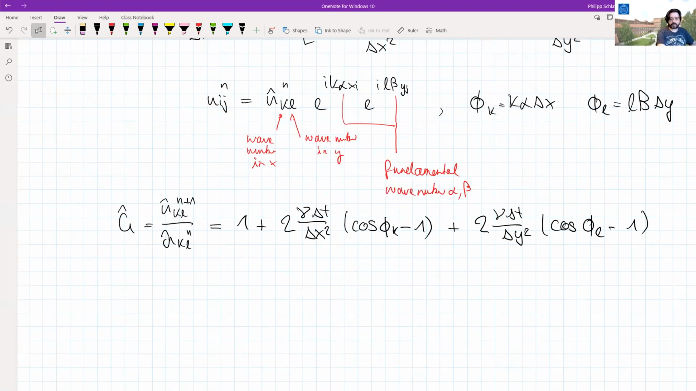Let me turn off the virtual background. I think that's what eats up all the computer time. Okay, I think it's better. Good.